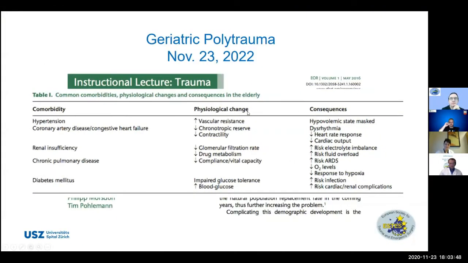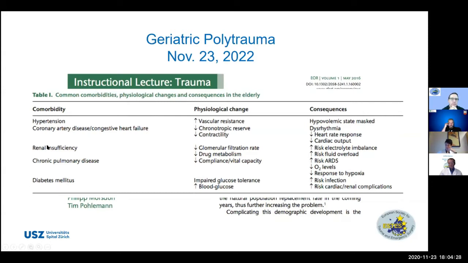He has comorbidities, physiological changes, and there are certain consequences. As far as hypertension as a comorbidity is concerned, there's more vascular resistance, and a hypovolemic state is masked. Coronary artery disease means there's less chronotropic reserve and less contractility, so heart rate responses may be slower, and that may also be the case because of certain medical conditions or medication that the patient is on for his heart disease.